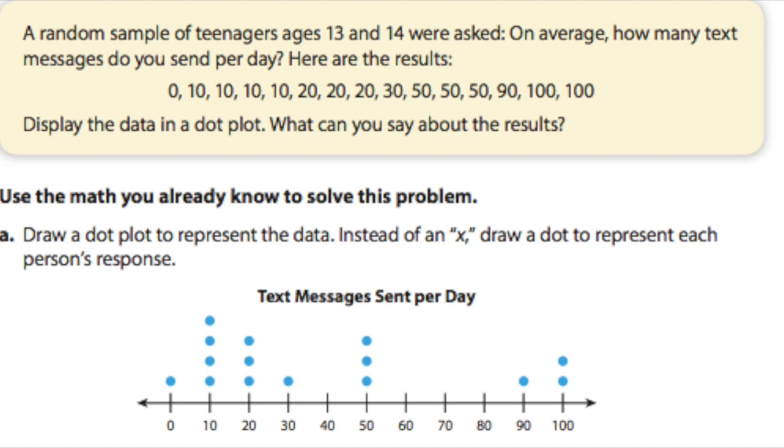When it's saying the shape, it's basically just asking you to describe it. So where is it skewed? Is it skewed to the left or is it skewed to the right? We kind of went over that the last week we had in school. What are the outliers? The outliers are the ones that are way this way or way this way. In this case, 90 and 100 are the outliers because most of the text messages are 0 to 20 or 30. So the outliers would be 90 and 100.